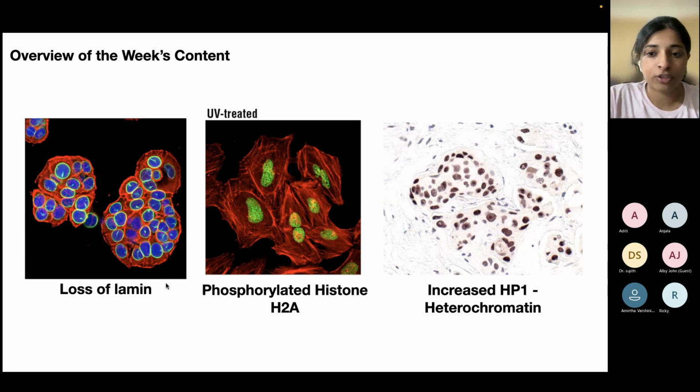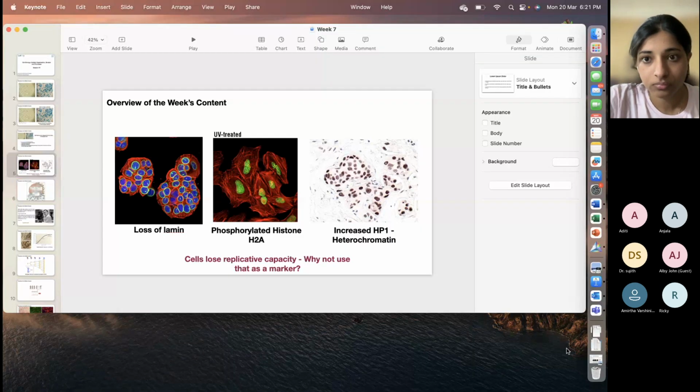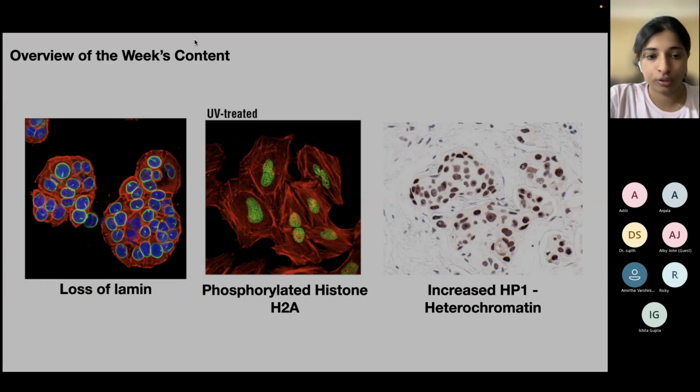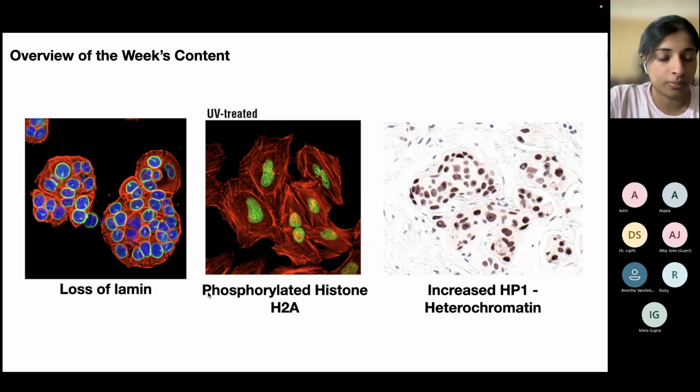And in this slide, I have just tried to create a representation of the different techniques that you can use to identify which cell in your population has the senescence phenotype. So in this first image, the image on the left, the green signal that you see is the staining of lamin.